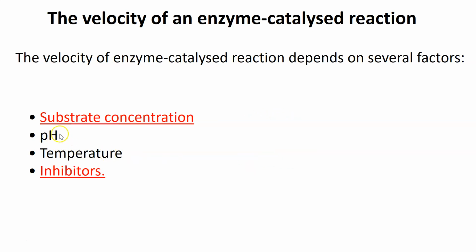And these two things, pH and temperature, can actually denature. So if they're not correct, they denature the enzyme. And when I say denature, it basically means that the enzyme is misfolded, or the protein is misfolded. And if it's misfolded, obviously the three-dimensional structure is not correct.